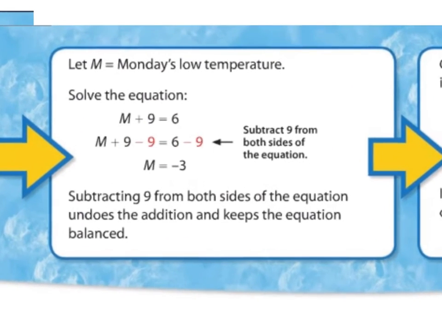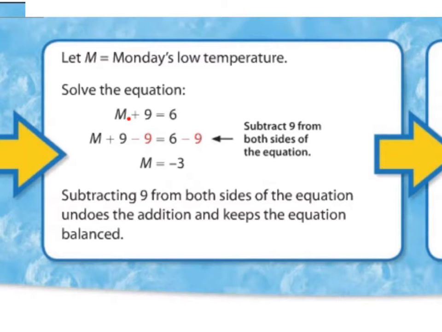So we see our equation. This is one of the equations that we had. M increased by 9 equals Tuesday. So I remember the inverse of adding 9. We're trying to get M by itself to find out what it is. The inverse of adding 9 is subtracting 9.